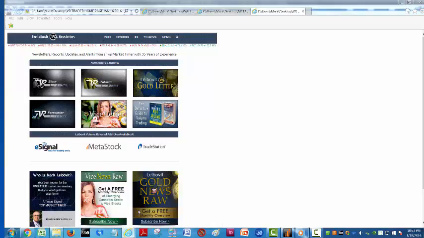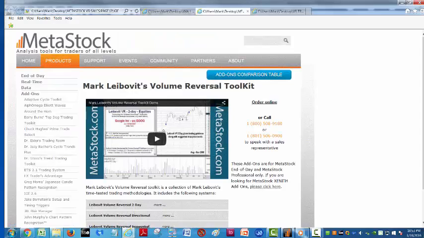So here we are back at the Metastock. Please check it out. I've used the indicator for 35 years. It's been proprietary for pretty much most of that time, and it's a great tool which I think is going to add significantly to your trading.